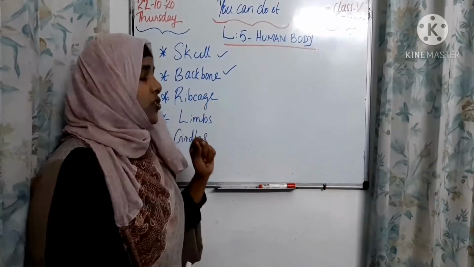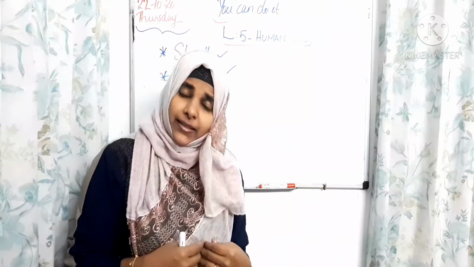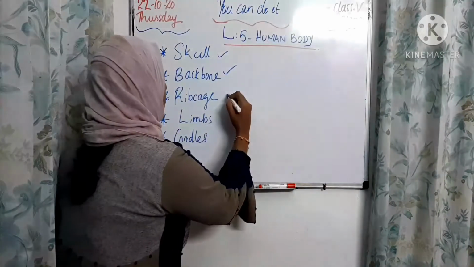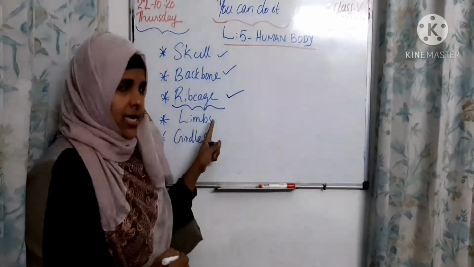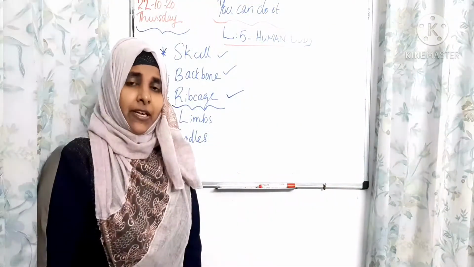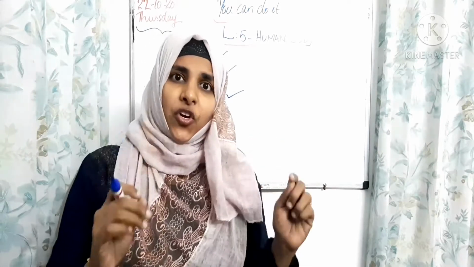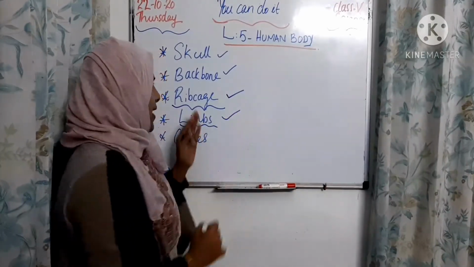And do you know, children, our heart and lungs are internal organs. These are protected by the rib cage. And we have limbs. Limbs means our hands and legs together we call limbs. Okay, these two things I am going to explain today.